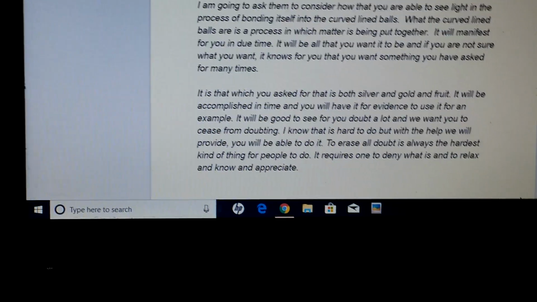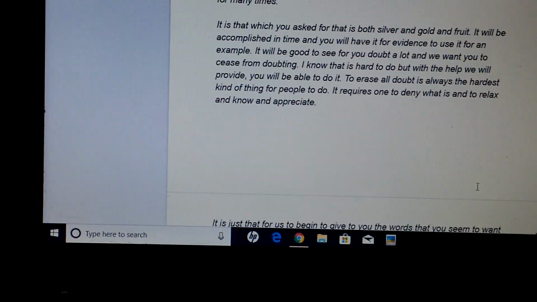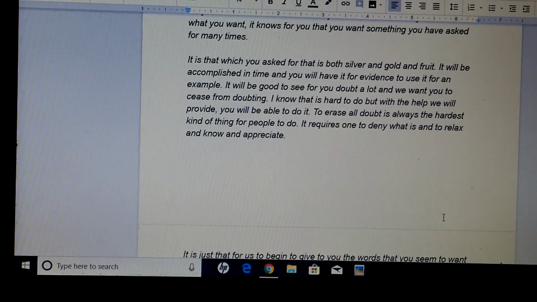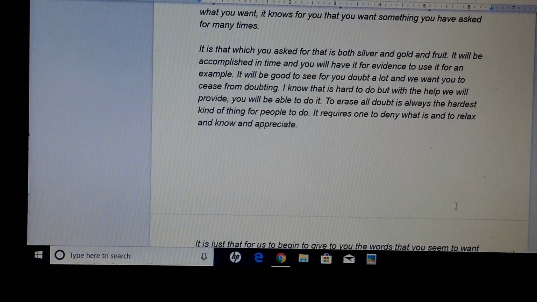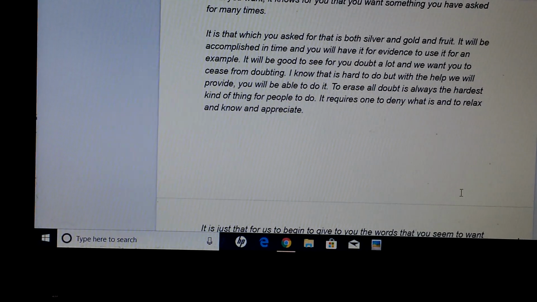Now, I was getting really excited about that because this light I knew was intelligent. It is that which is both silver and gold and fruit. It will be accomplished in time, and you will have it for evidence to use it for an example.